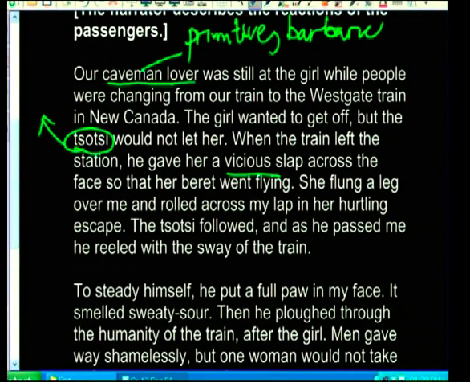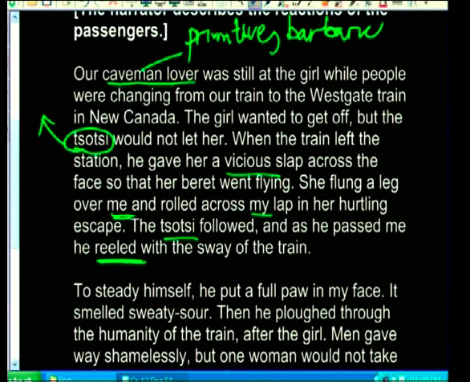She flung a leg over me and rolled across my lap. Who does the me refer to? The me and the my. Yes, that of course is the narrator, someone who's actually telling us the story from his point of view. And then the other character here is the tsotsi. He followed, and as he passed me, he reeled.